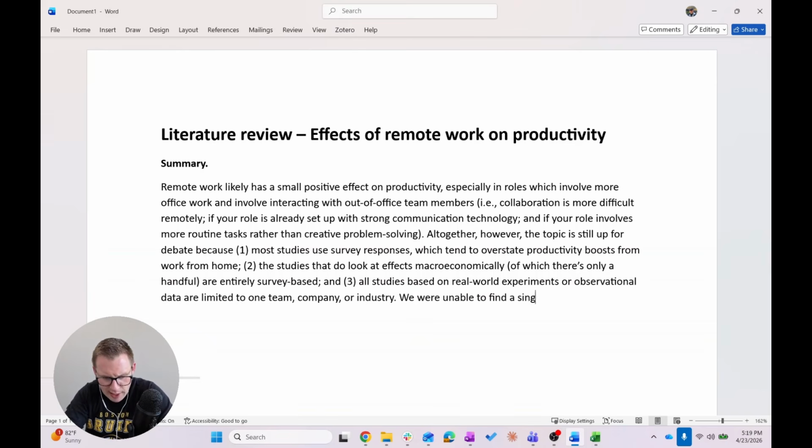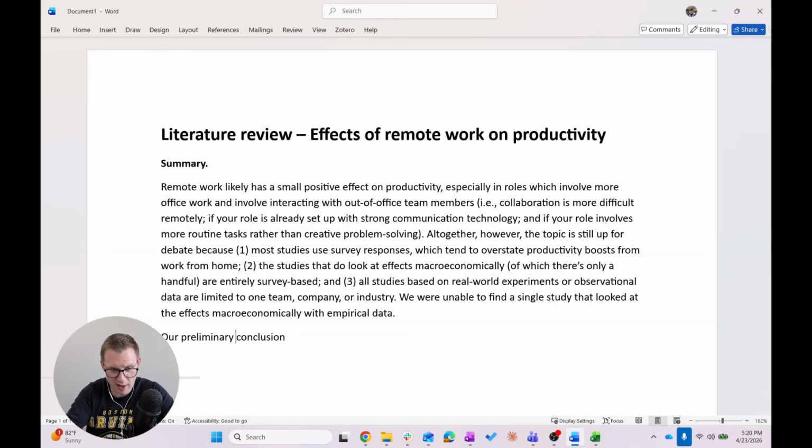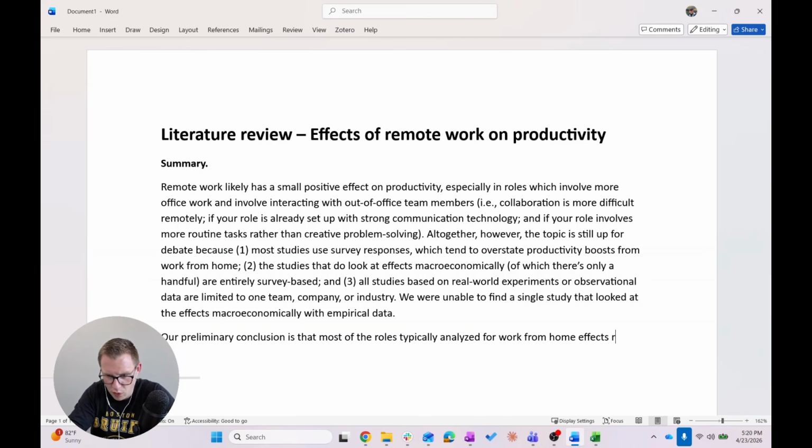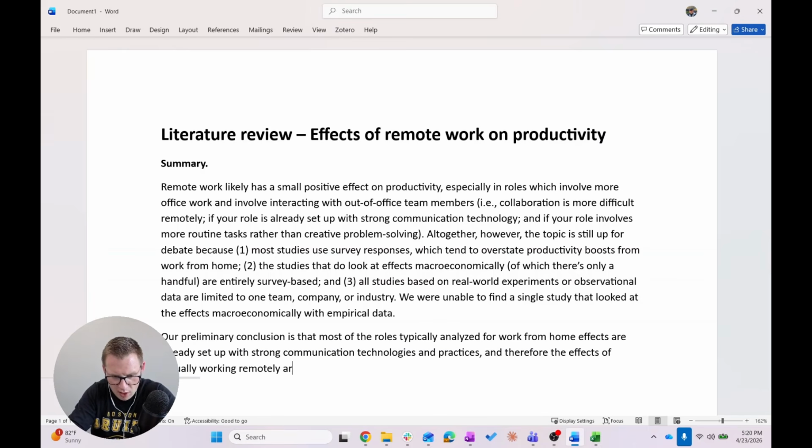We were unable to find a single study that looked at the effects macroeconomically with empirical data. Our conclusion, especially if it's a first report, I'll have no problem saying our preliminary conclusion. Of course, you wouldn't say that in a publication, but our preliminary conclusion is that most of the roles typically analyzed for work from home effects are already set up with strong communication technologies and practices, and therefore the effects of actually working remotely are very small.